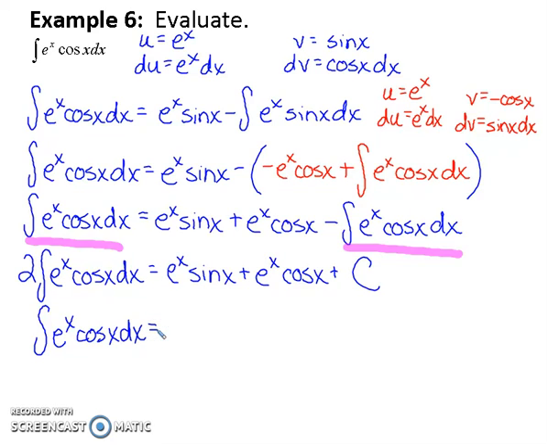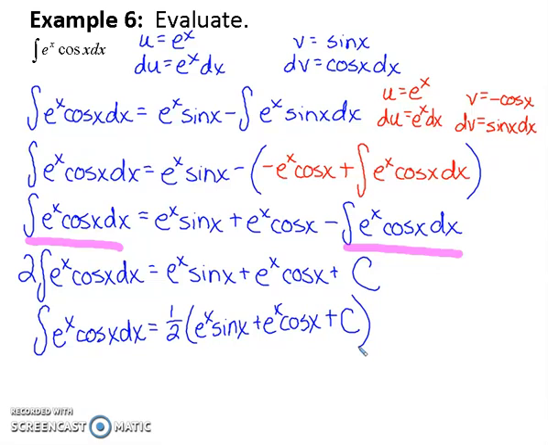is equal to 1/2 e to the x sine x plus e to the x cosine x plus c. And you can pull the plus c out because 1/2 times c is still just a value of c, but otherwise you could just leave it right like that.